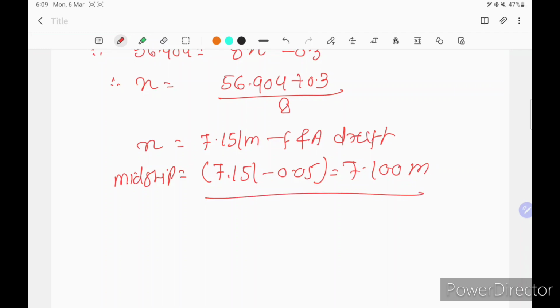So this much is clear, how we calculate the forward, aft and midship drafts. Hope you understand these numericals.